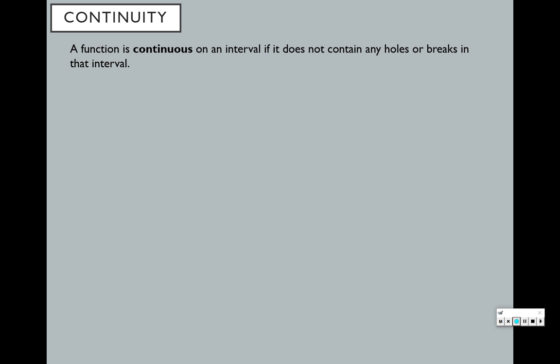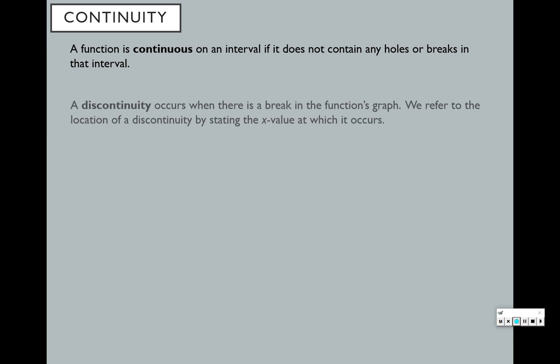New words. Continuity. A function is continuous on an interval if it does not contain any holes or breaks in that interval. There's lots of definitions of continuity. This is like a beginner one, just to get you started. As long as there's no holes and breaks, we say it's continuous. If it has holes and breaks, we say it's not continuous, or we say it's discontinuous.